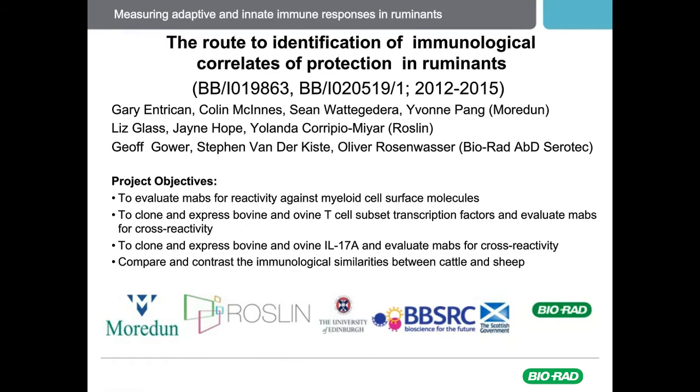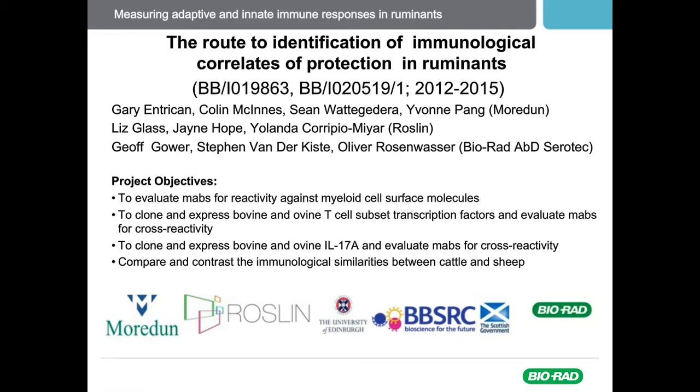So the project that I'm going to describe is a BBSRC Industrial Partnership Award with Bio-Rad ABD Serotech. This project started in 2012 and recently completed at the beginning of 2015. And you can see from the title, what we were aiming to do here was to improve our capability to detect immunological correlates of protection in ruminants for research that would underpin vaccine design.